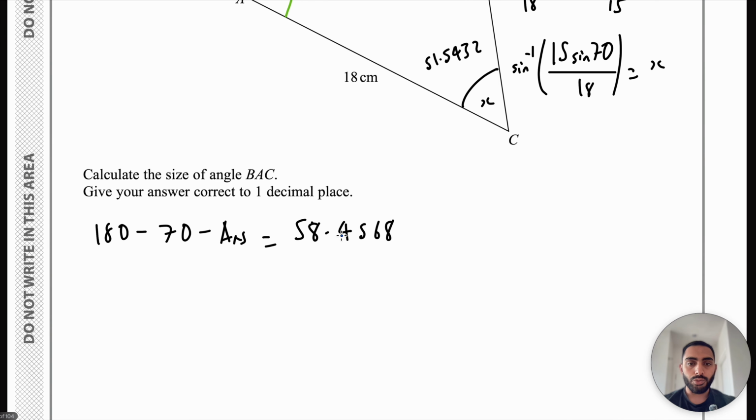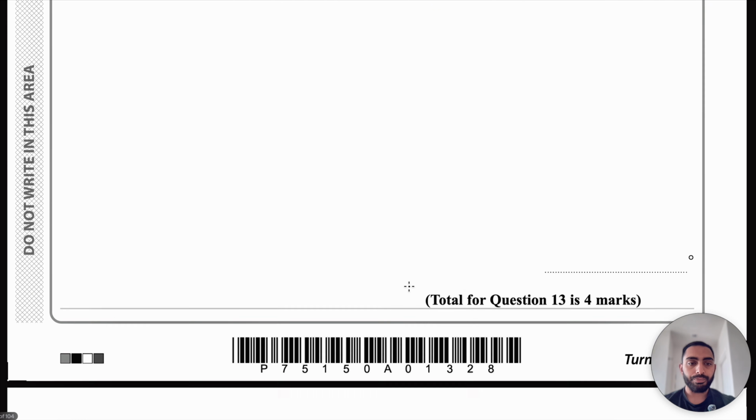I want to round it to one decimal place, so I'm going to look after my decimal point. This 5 is my decider, and that's telling me that I need to round up to 58.5. It's an angle, so it's going to be in degrees, and that's to one decimal place.